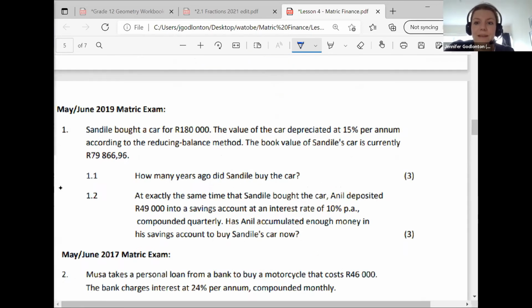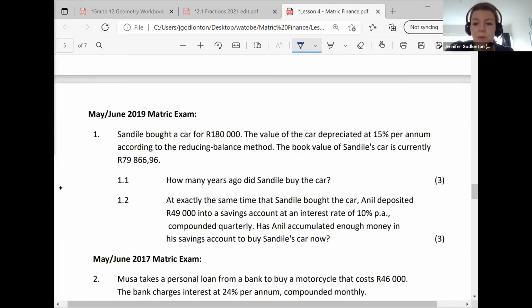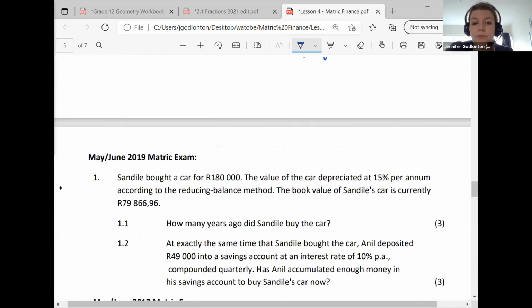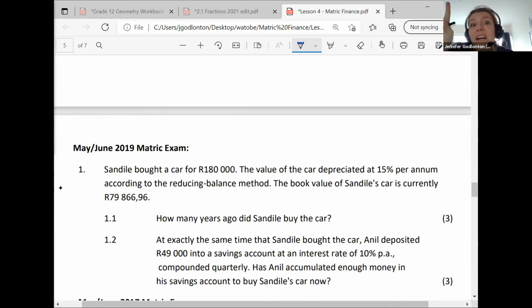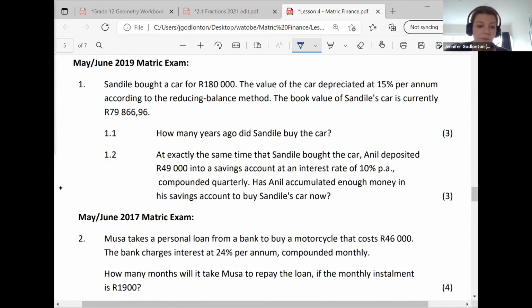So I've been sneaky. I found some past paper questions. These were the marks that they were out of. And I thought we could get an idea of what we would get if we did these in an exam situation. So this first question was taken out of the May-June 2019 exam. And these first two questions were both worth 3 marks. So in total, this question is worth 6 marks. And then the second question here was from the 2017 matric exam.